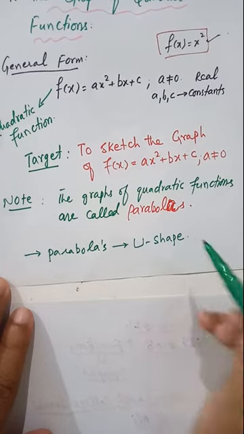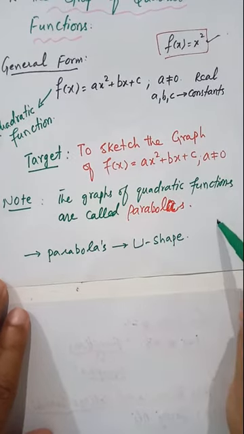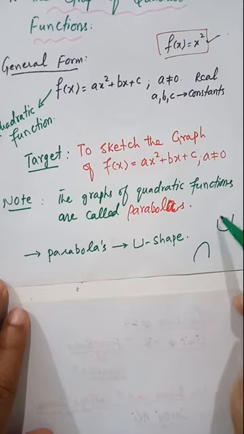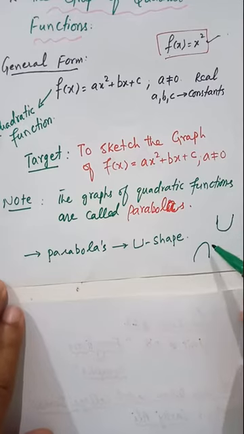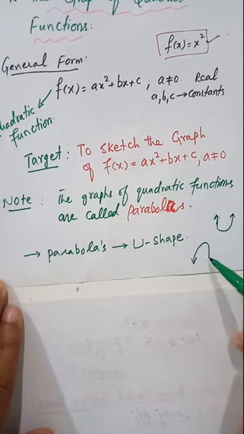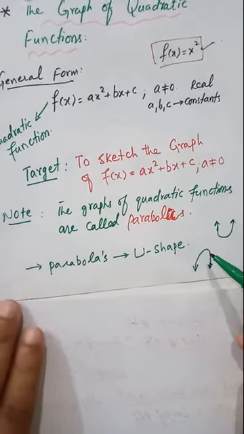But the question arises whether the branches will open upward or the branches will open downward. We will discuss these two cases. This is the parabola whose branches open upward, and this is the parabola in which the branches open downward. We will just discuss two cases here, only two cases.